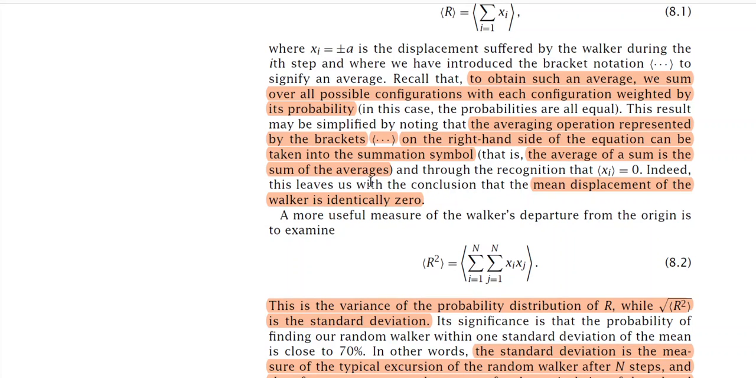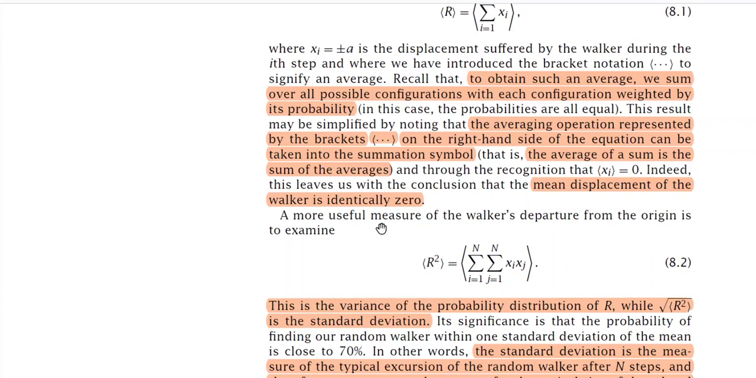We are using this particular formula, that is, the average of a sum is the sum of the averages, and through the recognition of the fact that the average of xi is equal to 0. Why? Because left side movement and right side movement are equally probable, so it may be either plus a or minus a. That is why the average of xi is equal to 0. Indeed, this leaves us with the conclusion that the mean displacement of the worker is identically 0, because the left side movement and the right side movement are equally probable.